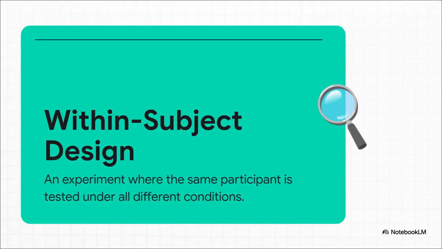Counterbalancing is especially, and I mean especially, vital in what's called a within-subject design. This is exactly like our taste test, where the same person experiences all of the conditions. Because you're basically comparing your own reactions, the order becomes this huge potential problem. And that's what makes counterbalancing an absolute must-have here.